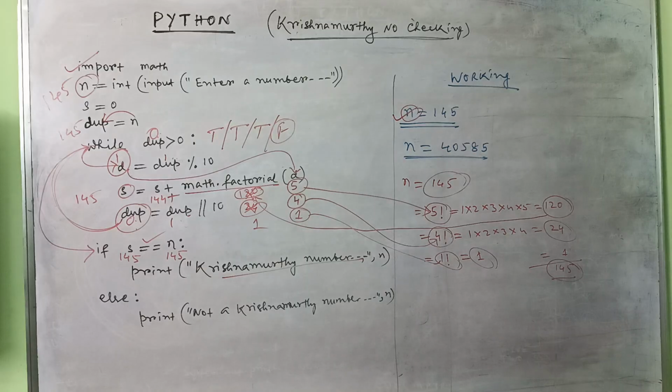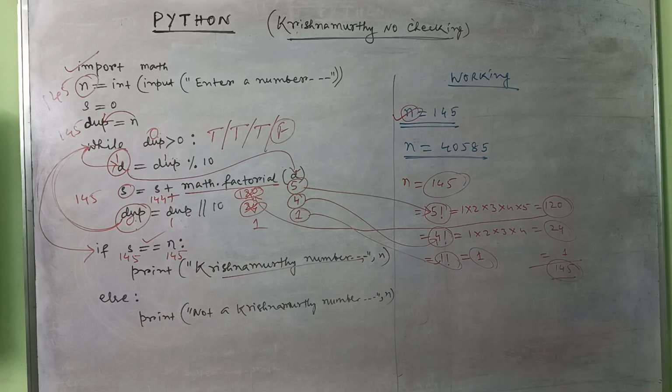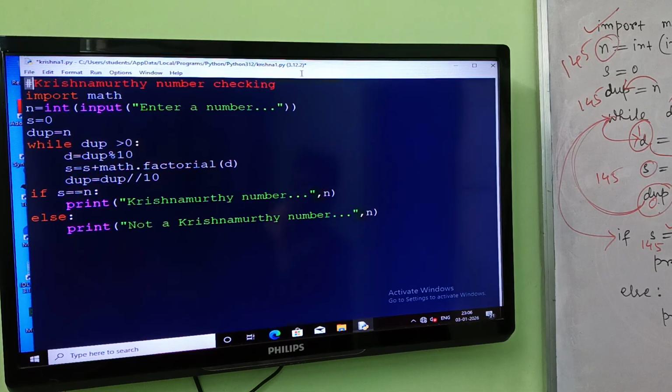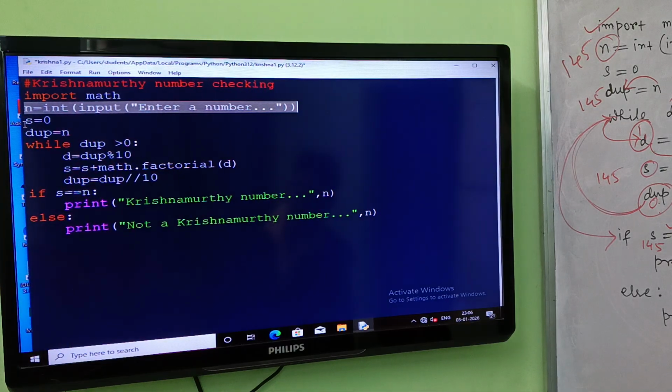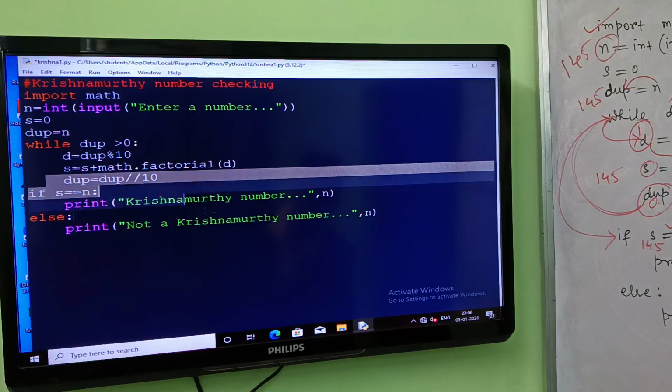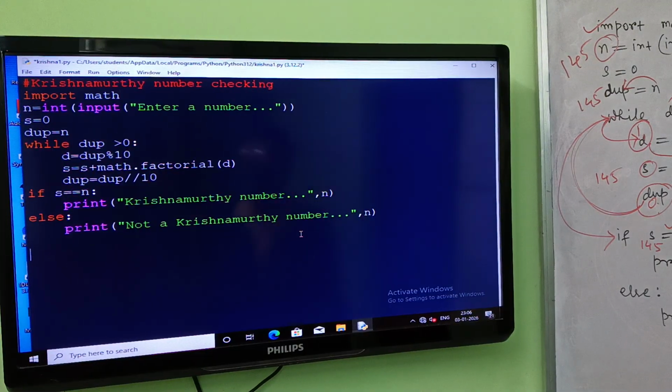So this rough work I have done on the board, I have explained on the board. Now we will go for checking. Let us see on the computer whether it is working or not. You see that I already have written the program for Krishnamurthy number checking: import math class, then n value you are taking, then s equal to 0, then duplicate value and duplicate greater than 0, and this function I have written on the board. You can check, this is the Krishnamurthy number program. So now let us go for a test run.